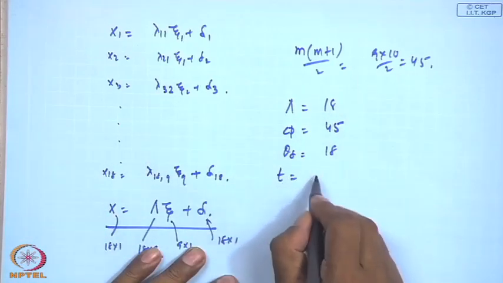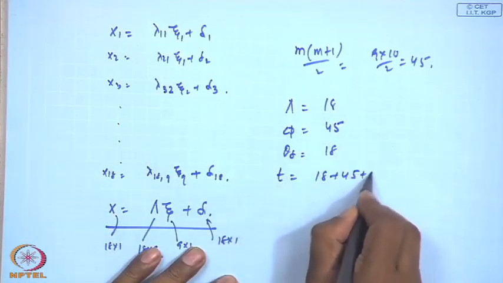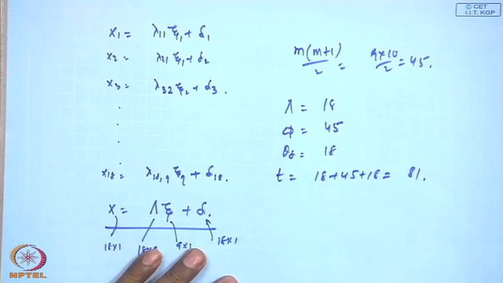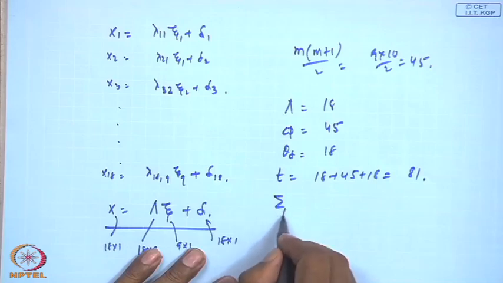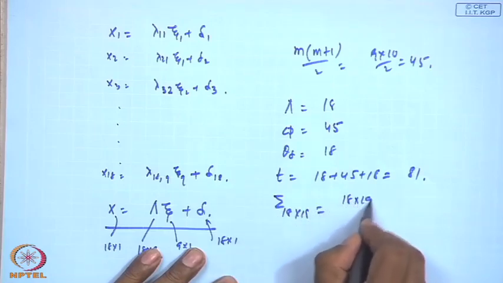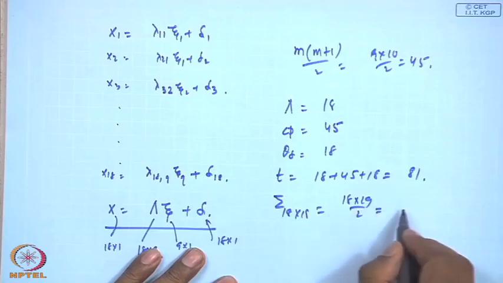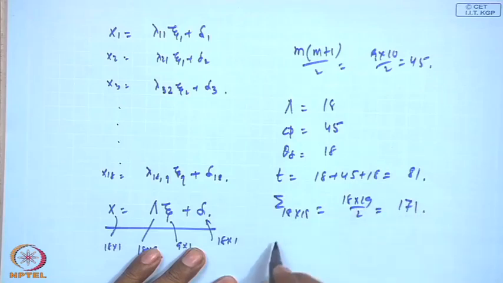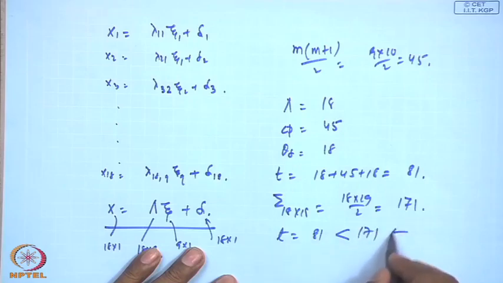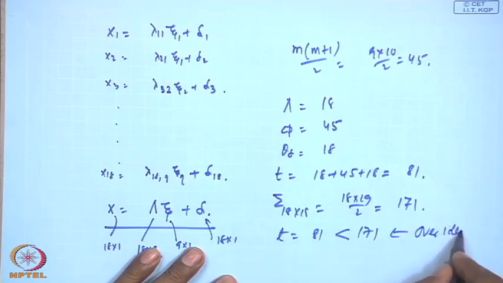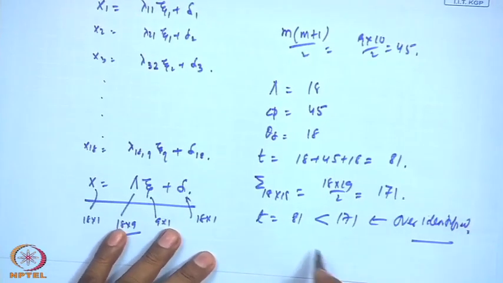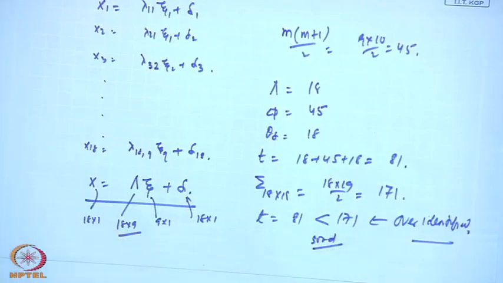So, our t is 18 plus 45 plus 18, that is 81. Now, what is the unique elements there? We have 18 manifest variables cross 18. So, 18 into 19 by 2, this will be 171. Now, t equal to 81, it is much less than 171, the model is over identified. It is a good case.